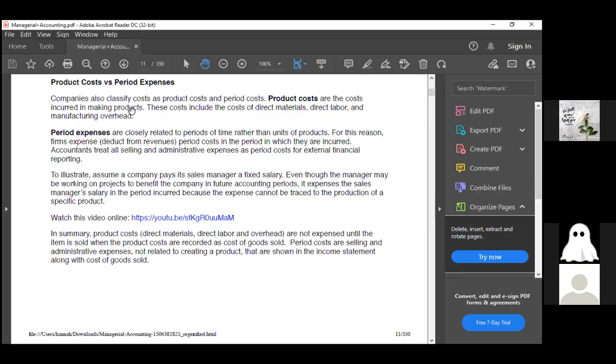Product costs are the costs incurred in making the products, whereas period expenses are closely related to periods of time rather than units of product. For this reason, firms expense period costs in the period in which they are incurred. Accountants treat all selling and administrative expenses as period cost for external financial reporting.